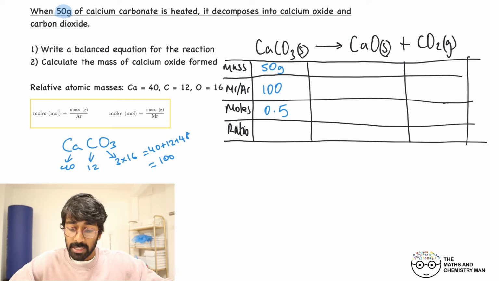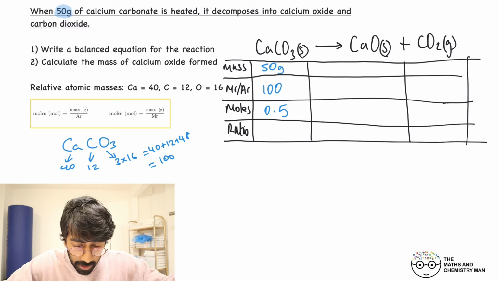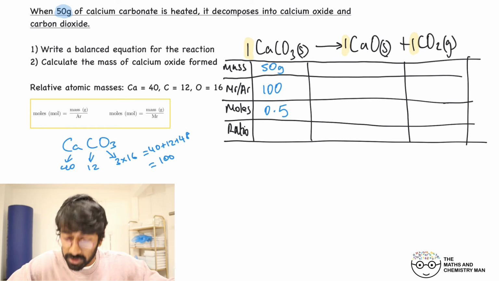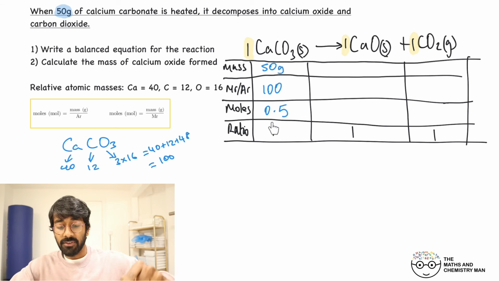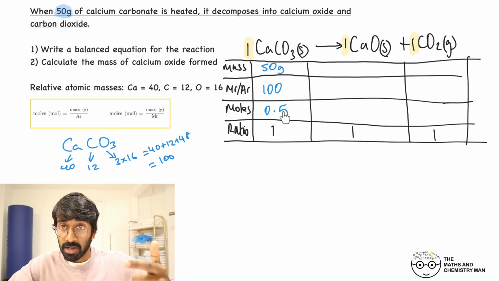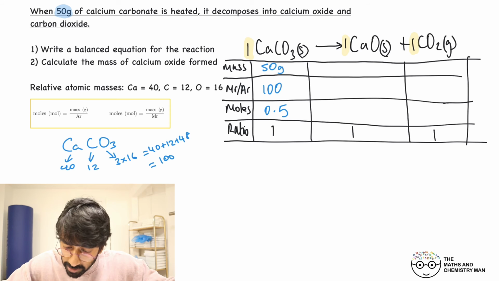Okay, great, perfect. Now we come down to this bit, ratio. What the hell is ratio? Ratio looks at the numbers that are in front of each of our species in our reaction. So if you don't see any numbers, then what it means is that there is just a 1 in front of all of these. So the ratio here is 1 to 1 to 1. What does this mean? Well, this means that if I've got 0.5 moles of calcium carbonate, I'm also going to get 0.5 moles of calcium oxide. So I can go and fill that in straight away. So that is also 0.5.